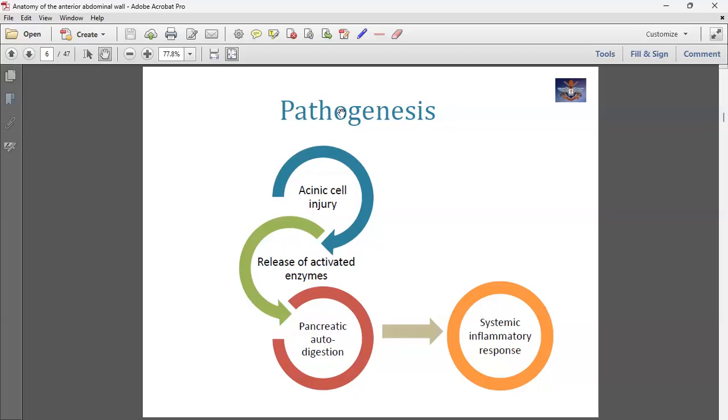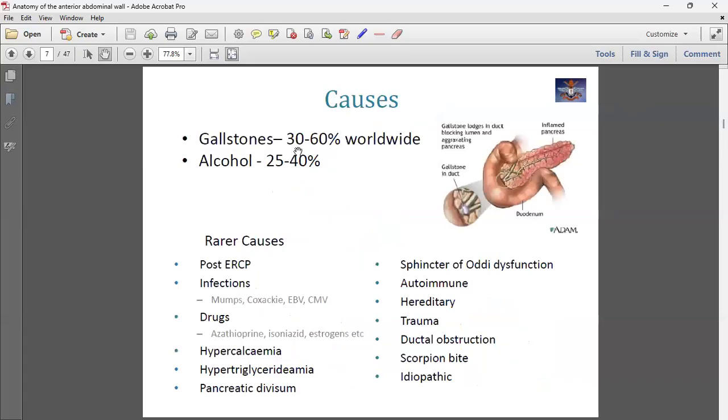And the pathogenesis is also fairly easy. Like any pathophysiology, it starts with an insult. So to this picture, you can add alcohol, gallstones, and so on. That will cause acinar cell injury. And then there's release of enzymes, and there's pancreatic autodigestion. And then there is an inflammatory response, okay? These causes, you can remember this list if you apply this list to your history. So two birds with one stone, okay?